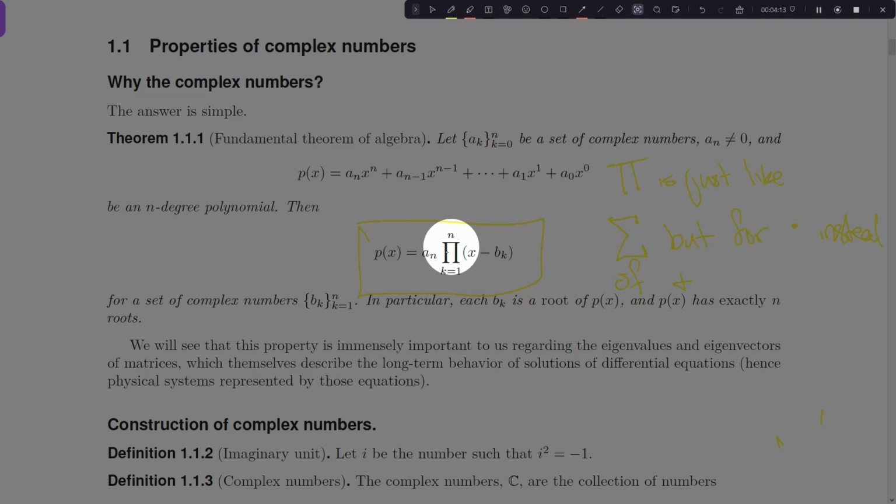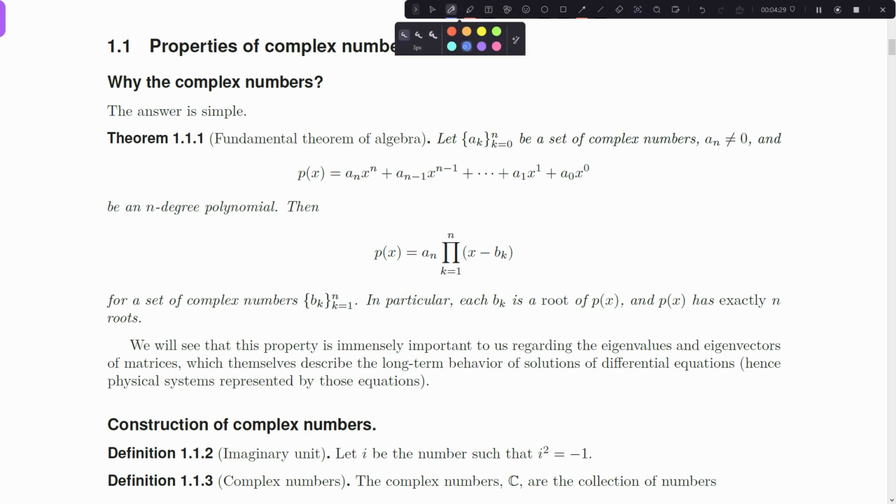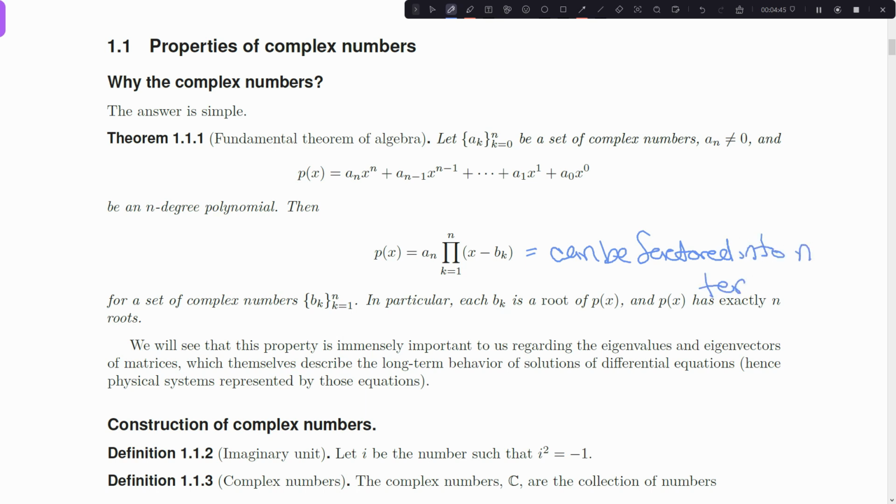All this is saying is instead of our capital sigma notation where we would take the sum from k equals 1 to n, we're taking the product from k equals 1 to n of the expression on the right. Okay, so what is this actually saying here? This is the factorization. So p of x can be factored into n terms. That's the fundamental theorem of algebra. As long as we use the complex numbers, every n degree polynomial can be factored into n terms. That's all this is saying.